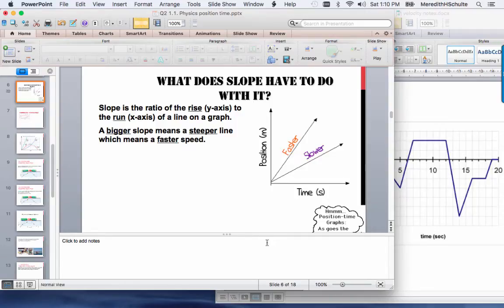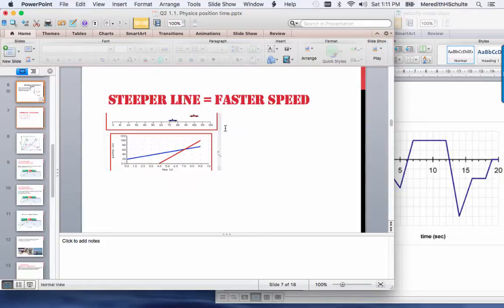Okay, I am back again doing another little review, and here we are just reviewing that a slope on a position time graph, a steeper slope is going to be faster and a shallow slope will be slower. This is because the steep slope means that they got all the way up to this position, way far away from where they started, in less time. Whereas this shallow slope, they only got about half as far and it took them longer. So the steeper slopes are faster and the shallow slopes are slower.